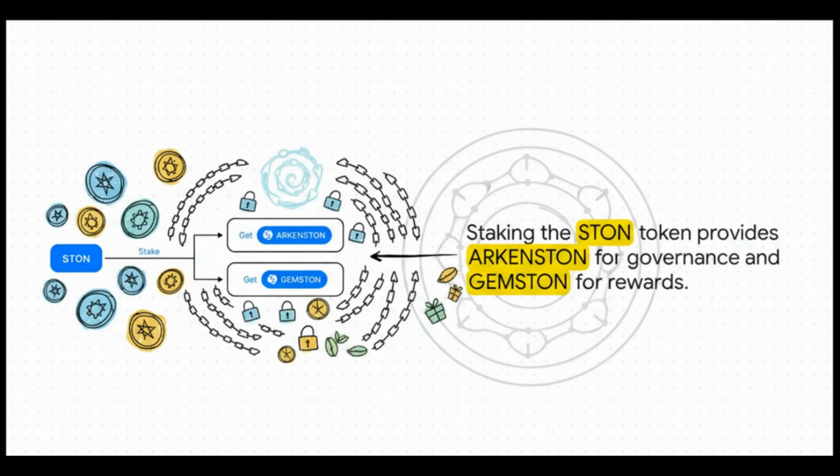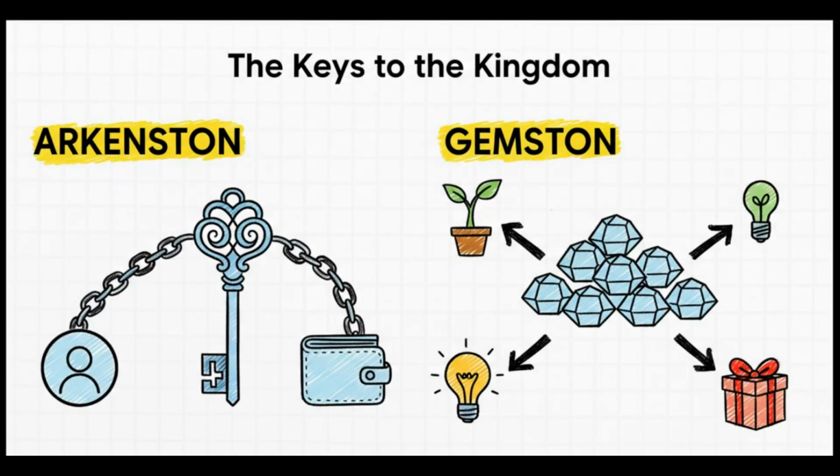The idea is simple. You lock up your STONE, and in return, you get a direct say in the protocol's future. And you get these two new special assets: Now, this two-token system is actually really clever. First, you get Arkenston. Think of this as your permanent voting ID. It's an NFT that's stuck to your wallet, you can't sell it, it proves you're a long-term believer. Then there's Gemstone. This is a regular token that the DAO itself gets to control. It's like a community-owned war chest they can use for grants, marketing, whatever they vote on to grow the ecosystem.